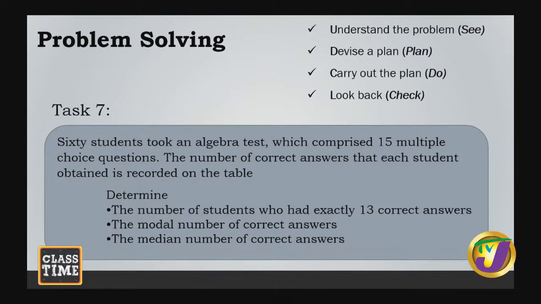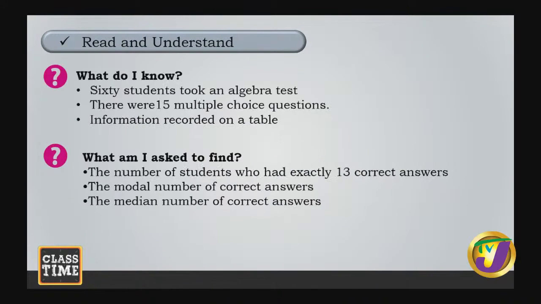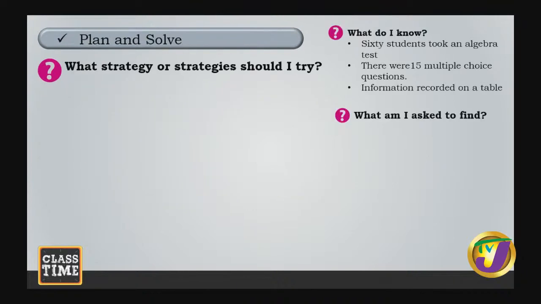Now, what do we have? What do I know? 60 students took an algebra test. So the sample space is 60. Good. There were 15 multiple choice questions. Information was recorded on a table. What am I asked to find? The number of students who had exactly 13 correct answers, the modal number of correct answers, the median number of correct answers. Strategy.